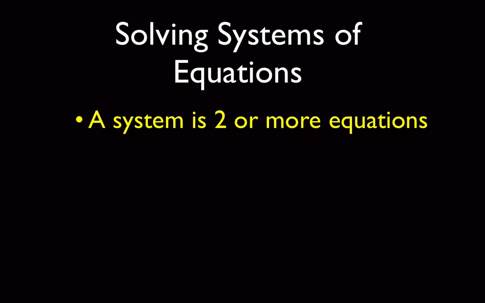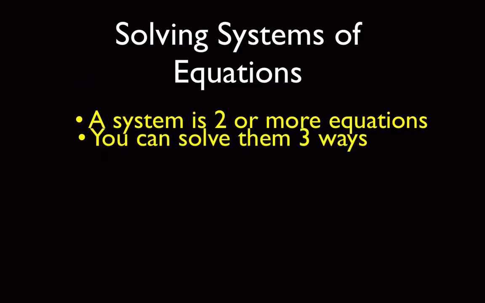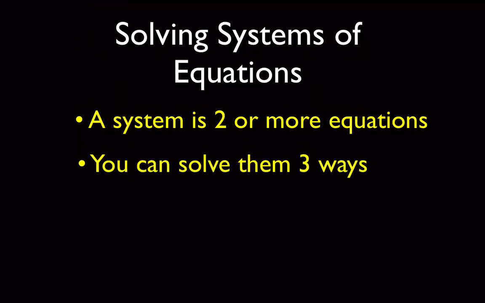So they could be y equals, which is slope-intercept form, or they could also be in standard form with x and y on the same side. But the idea is, how do we solve when we have two of them? Okay, you can solve them three different ways.